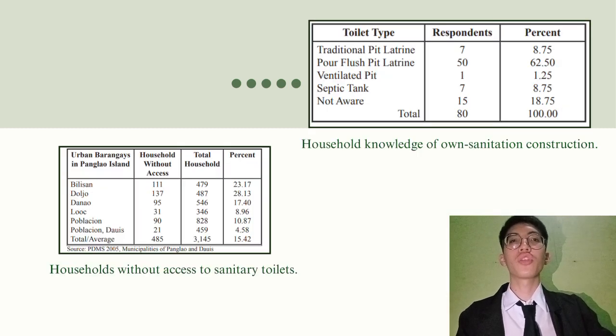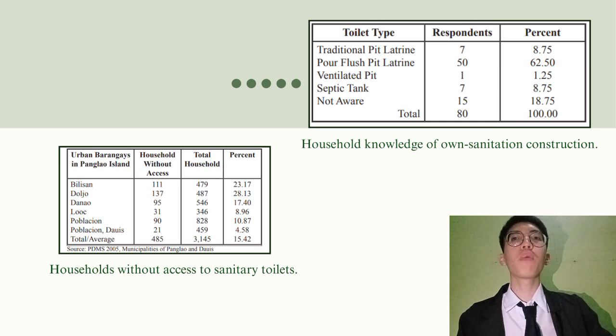Household water source. The table summarizes the main sources of water used by households on the island. It tells how many people rely on pipe water, not own pipe water, and open wells. Household without access to sanitary toilets.